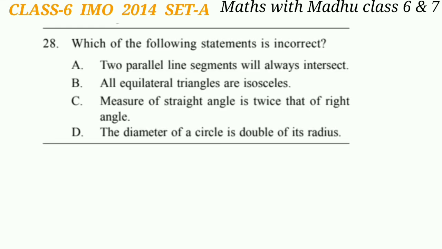Which of the following statements is incorrect? Option A, two parallel line segments will always intersect. This is the incorrect option. Two parallel line segments cannot intersect. Now question 29.